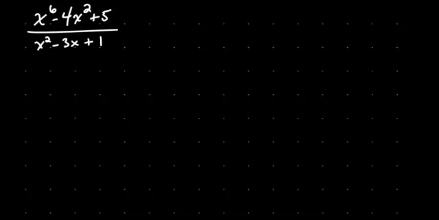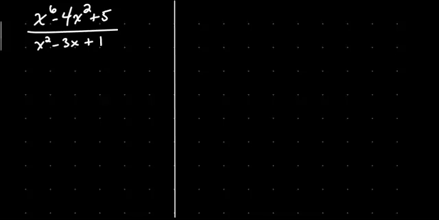Okay, in the last video I was working this problem here, x to the 6 minus 4x squared plus 5 divided by x squared minus 3x plus 1. We're going to divide these two polynomials, and I ran out of time, so I'm just going to start all over here, and we're going to work through this problem. So let's go here.